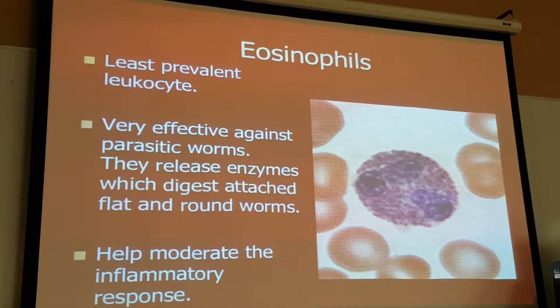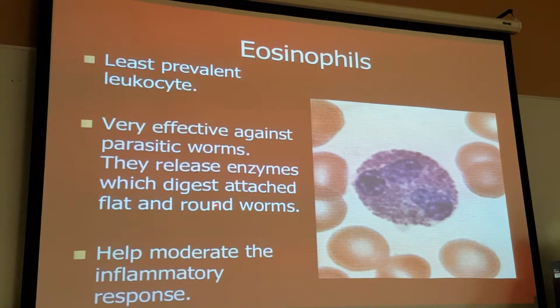Okay. Eosinophils are the least prevalent leukocyte. They are effective against parasitic worms, and they release enzymes which digest attached roundworms in the intestine, most commonly.